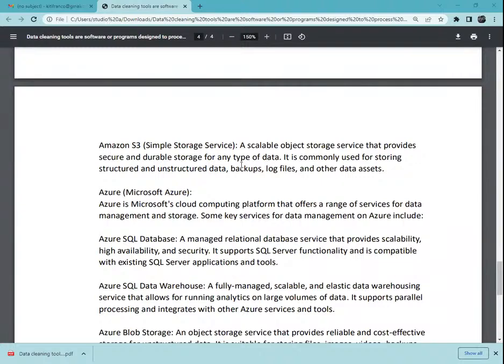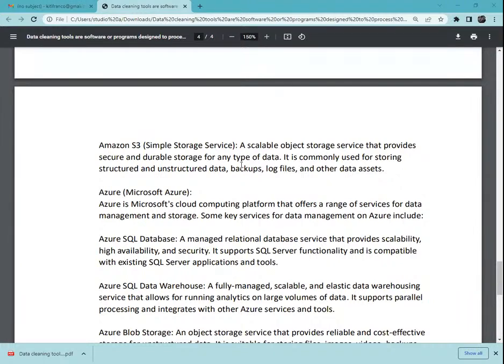And at the Simple Storage Service, you can store whichever data, either structured, the one that has columns, etc., or even the one that is unstructured. Most importantly, this Simple Storage Service has strong backup systems. It has log files, etc.